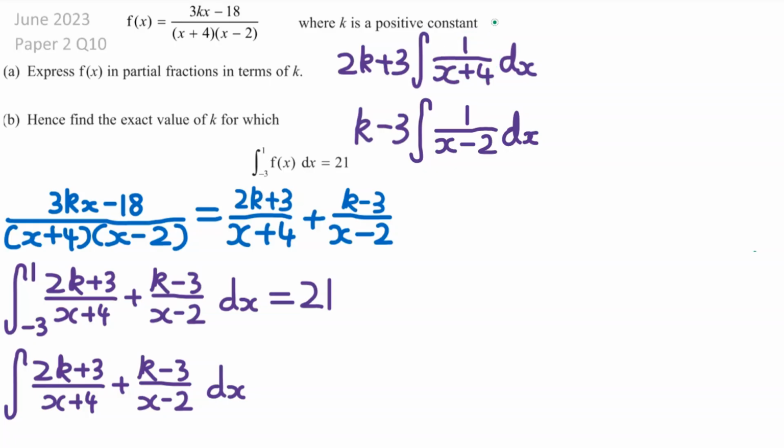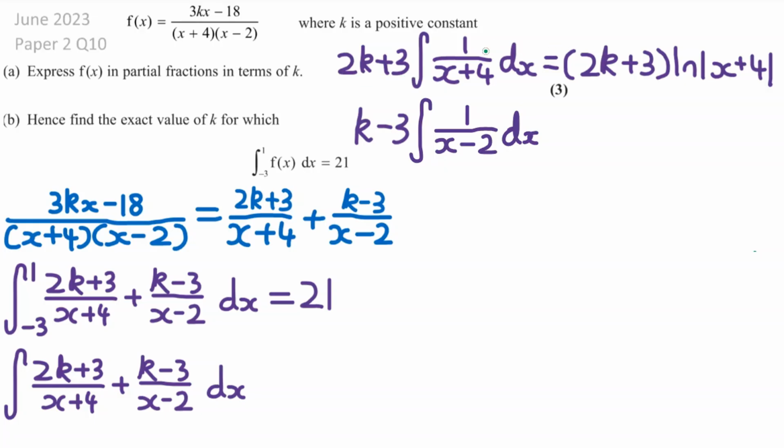We've seen it loads of times in this video already. It's of the form 1 over x, so when we integrate it, it's going to be the natural log of the modulus of x plus 4. Again, we divide it by the coefficient of x, but as it's 1, it doesn't make a difference. And then remember this 2k plus 3 at the front.